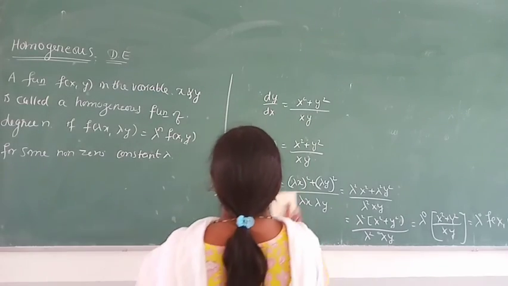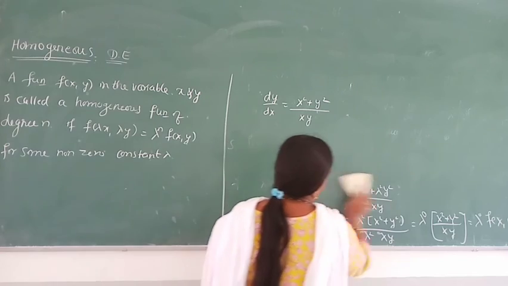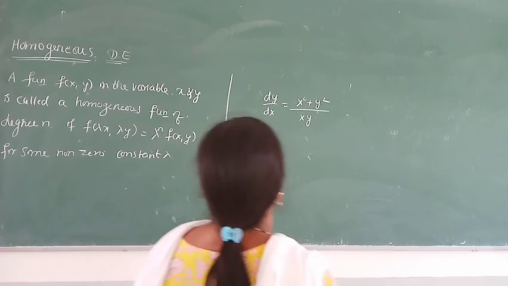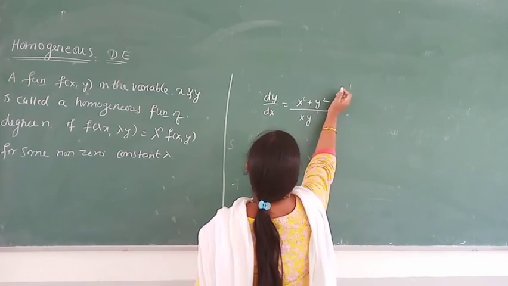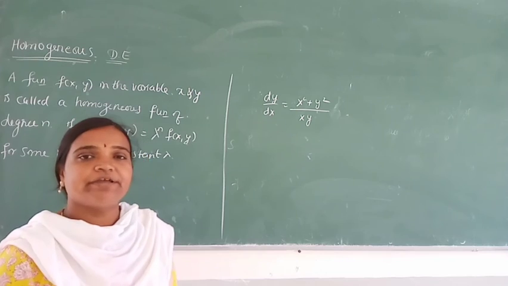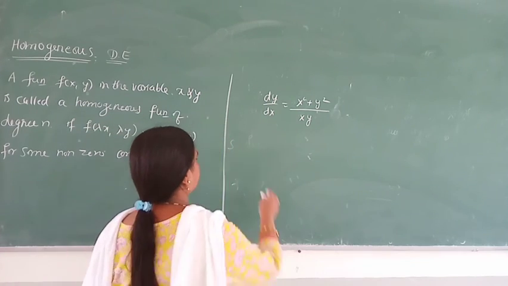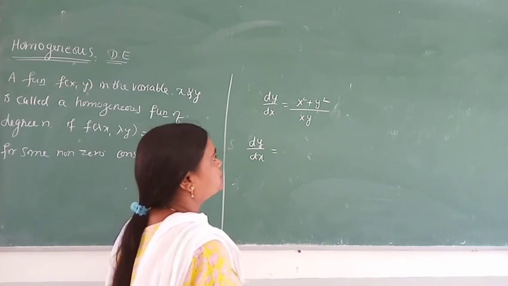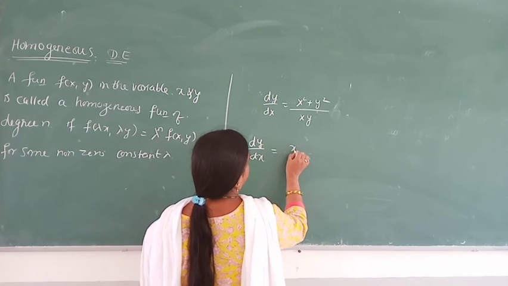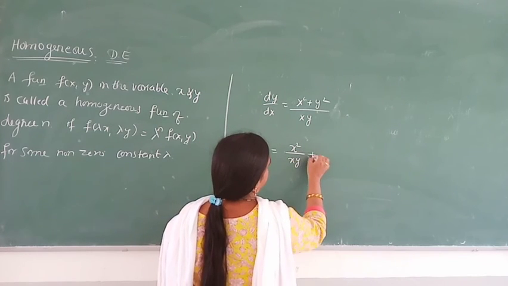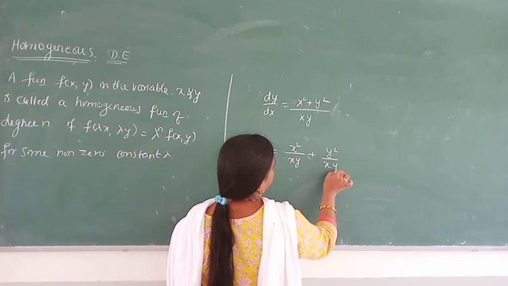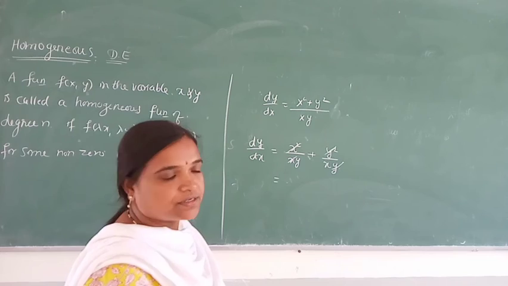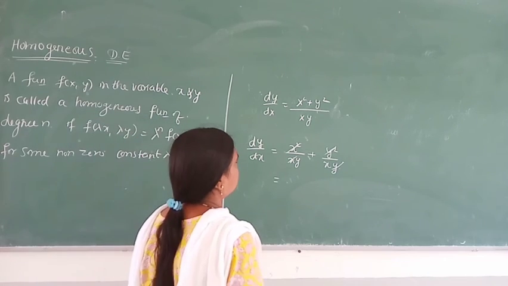Next, we have to solve this. For that, solution: we have to convert it in the form of either y by x or x by y. Better I will convert it in the form of y by x. That means divide with x: x square by xy plus y square by xy. Separate; the x and x, and y and y get cancelled.